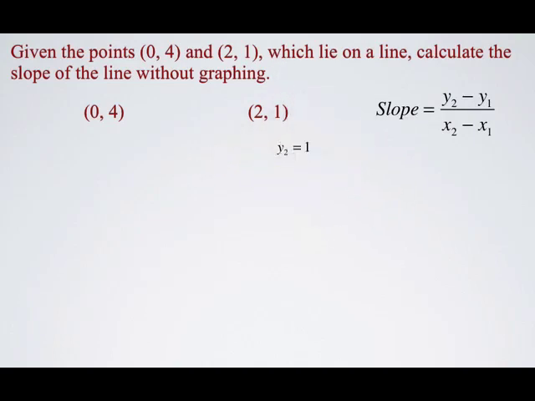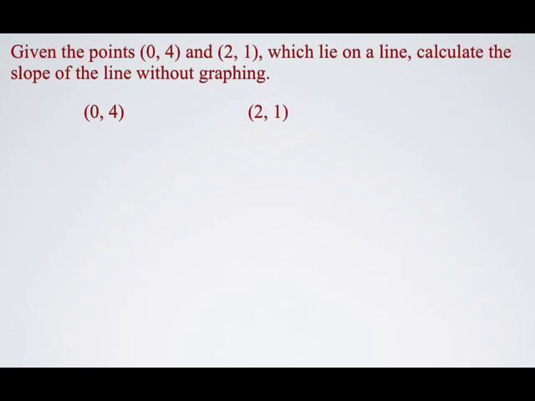We're going to let the second point be our point 2, so y2 is 1. Therefore, y1 is 4. x2 is 2, and x1 is 0. We substitute all of these points into our formula. y2 minus y1 is 1 minus 4, and x2 minus x1 is 2 minus 0. This yields a slope of negative 3 over 2, or negative 3 halves. You don't need to actually graph the points to find the slope between the two of them.